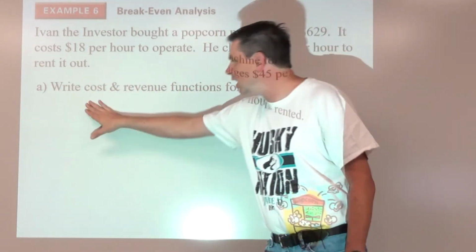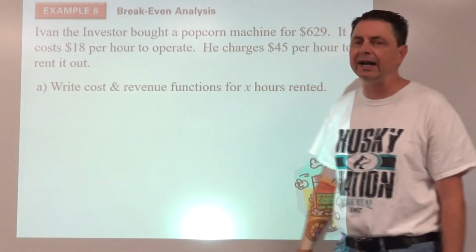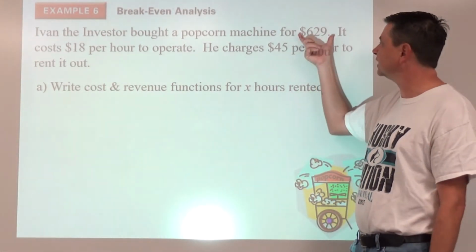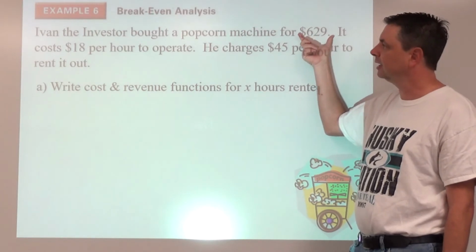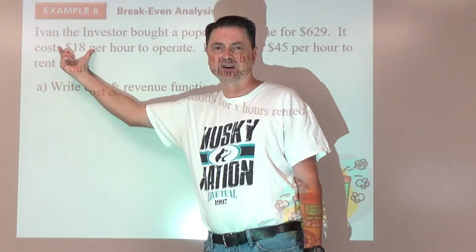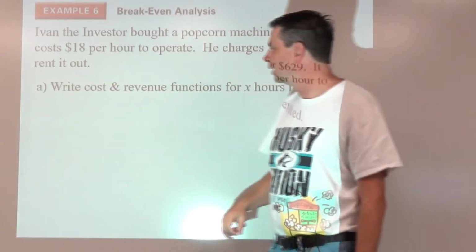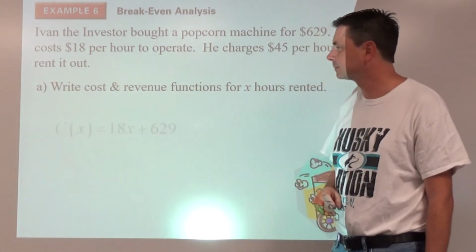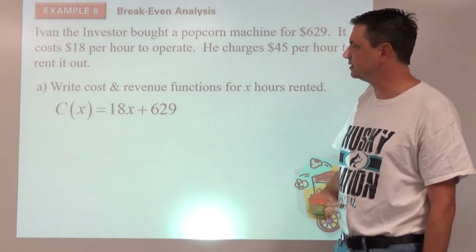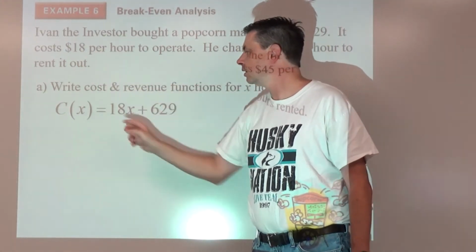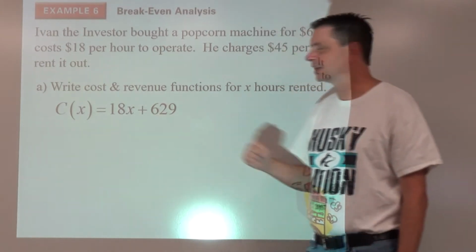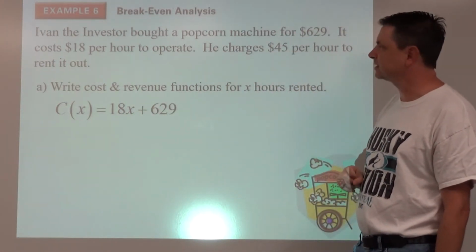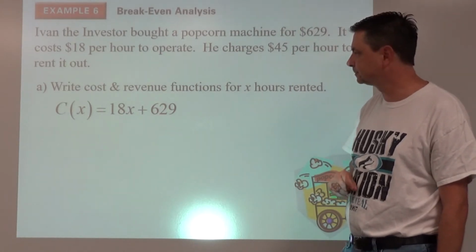Let's start with the cost, which is what it's costing Ivan. So we've got two parts to this cost. We've got a fixed cost, what he bought it for, and then it's operational or his variable cost. So as a function, and let's see if we can practice writing this with function notation, C of x is equal to the variable part plus the fixed part. So $18 per hour, if we say x is the number of hours being rented.